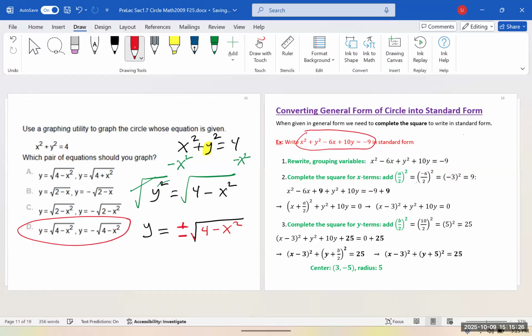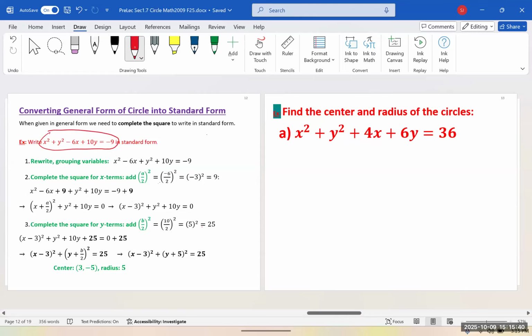So to convert from general to standard form, we are going to complete the square and we are going to do it twice. Once for the x value and once for the y value. Let's do one example. We have a general form: x squared plus y squared plus 4x plus 6y equals 36. We have to find out what is the center and what's the radius of the circle. And also we're going to convert this into standard form.